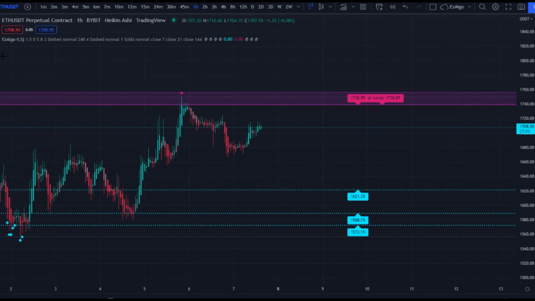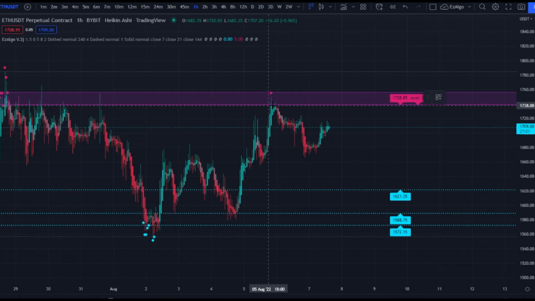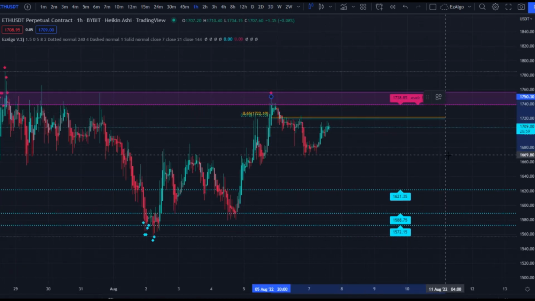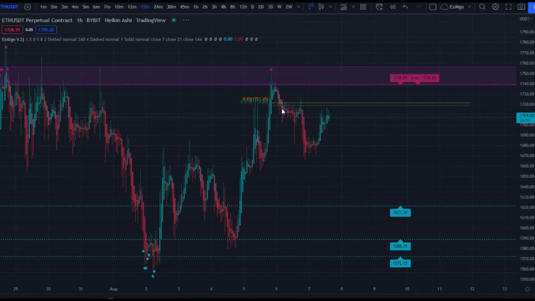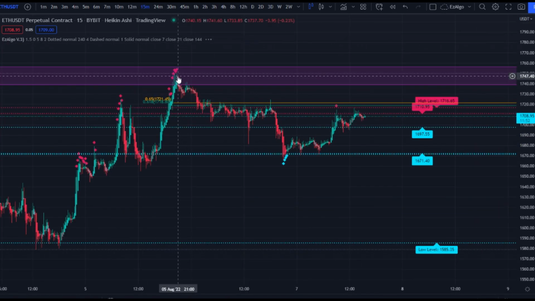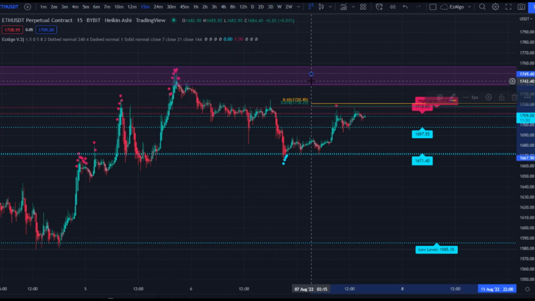And if I get my fib out, we can actually draw some simple fib lines, and you'll see we're almost at this golden pocket. So on a lower time frame, this could be a trade setup that we take.